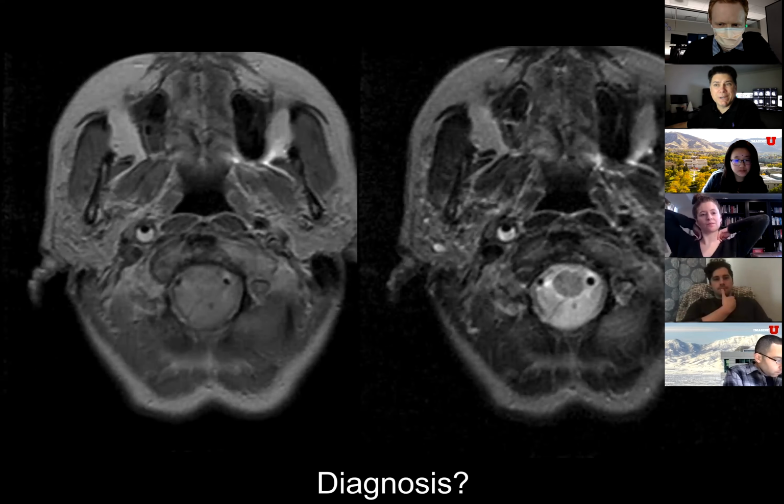So if it's T1 bright, blood in isolation in the brain, it should be at least how many days old? You said 3 days old? I did. How many do you think it is? 3. Good job. Next.